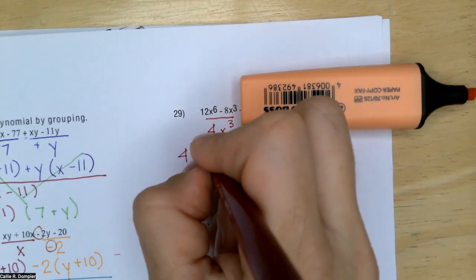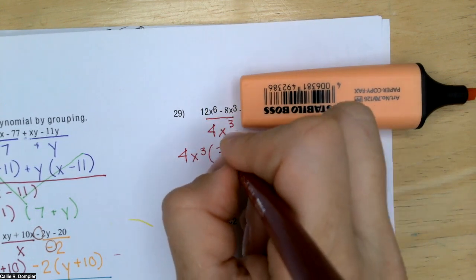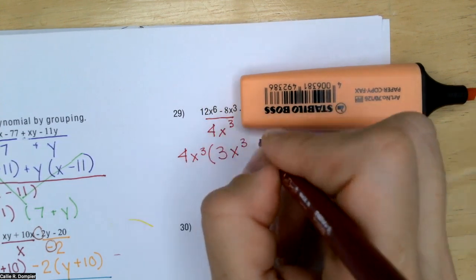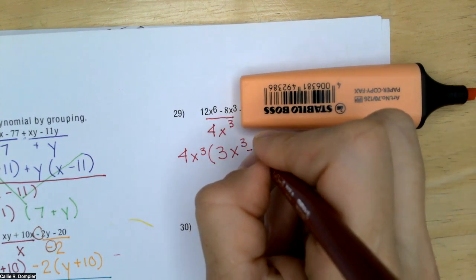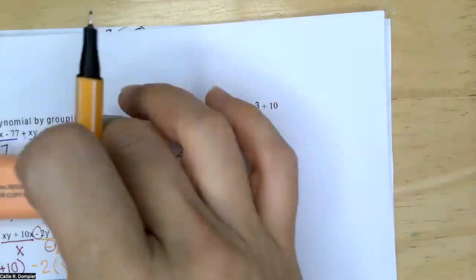4x to the 3rd. 12 divided by 4 is 3. x to the 6th divided by x to the 3rd is x to the 3rd. Negative 8 divided by 4 is negative 2. x to the 3rd divided by x to the 3rd is just 1. Ooh, I don't have enough room now.